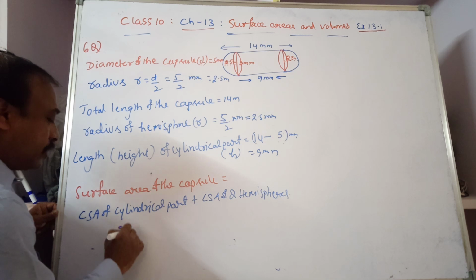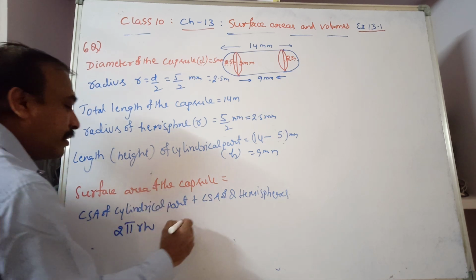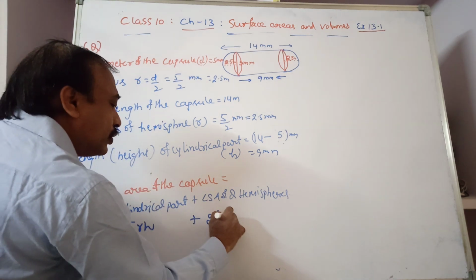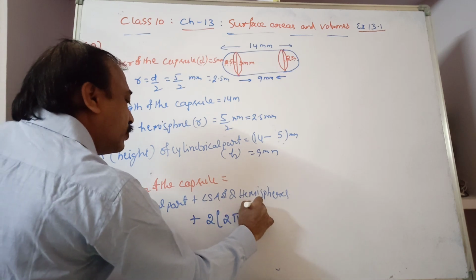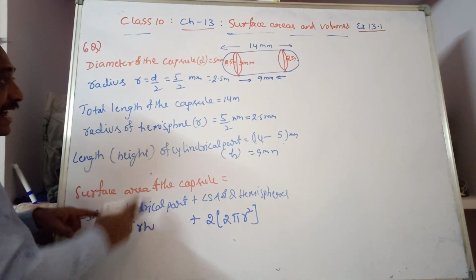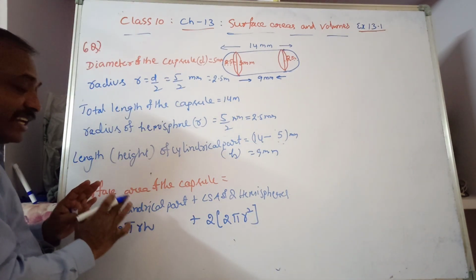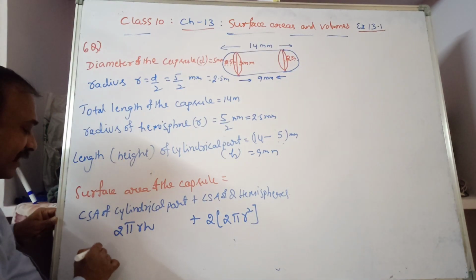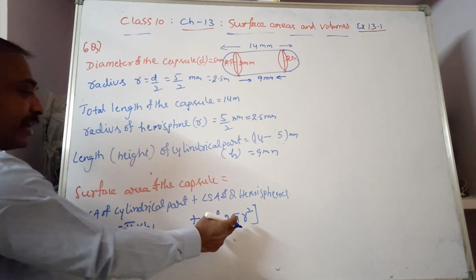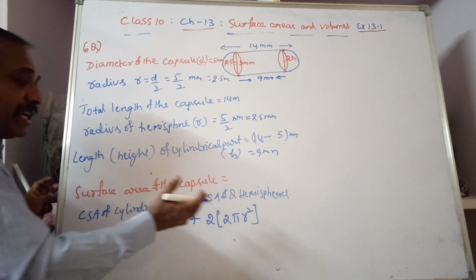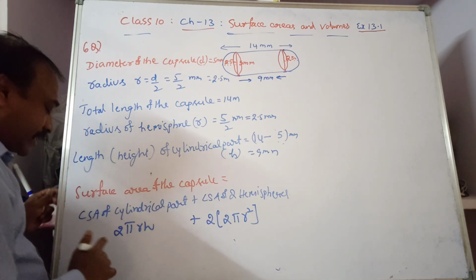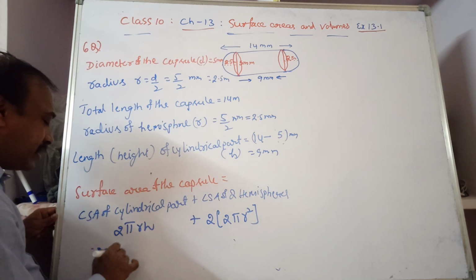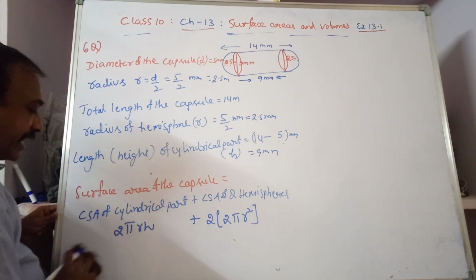This is 2 pi rh plus 2 into 2 pi r square. Why 2 into 2 pi r square? As the radius is the same for both, you observe it clearly, 2 pi rh and 2 pi r square. So first I will calculate what is 2 pi rh, or you can take out the completely common term that both give. So 2 pi rh, in this you observe it, better to take out common.